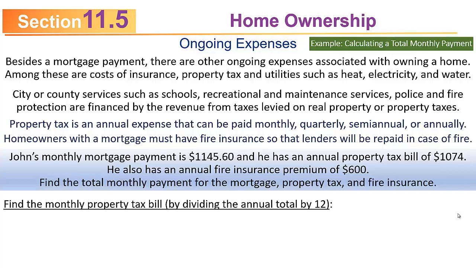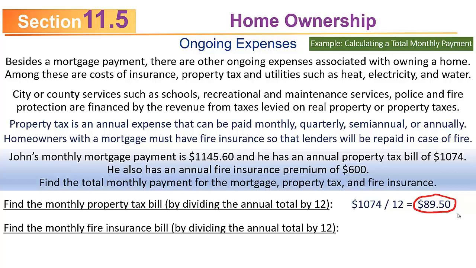So the monthly property tax bill is the annual rate divided by 12, because we were told that the annual property tax was $1,074, but we're looking at monthly payments, so we have to divide it by 12. So if you take $1,074 and divide by 12, you find out that the monthly property tax bill is $89.50.